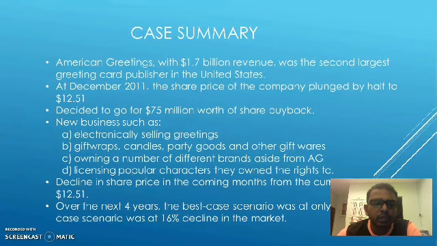Besides that, they also have some new business strategies to venture into e-greeting card selling, which is basically electronic greeting cards. They also moved into other businesses, such as providing gift wraps, candles, party goods, and other gifts, and also own a number of other brands besides their own particular brand.